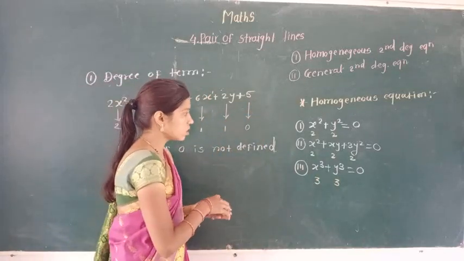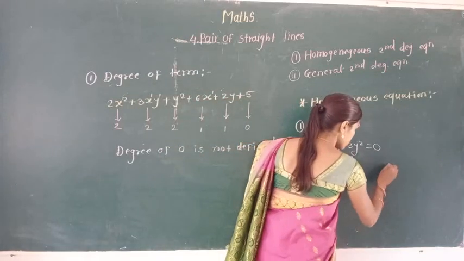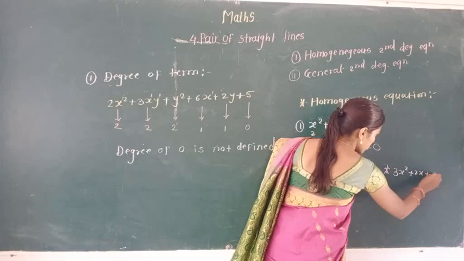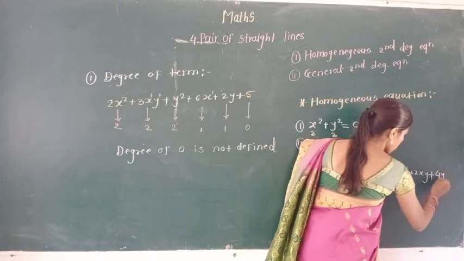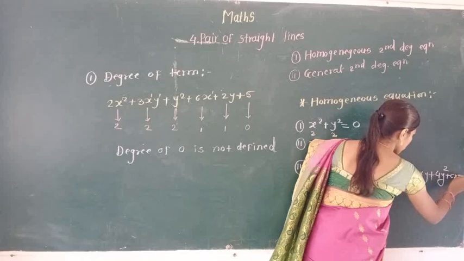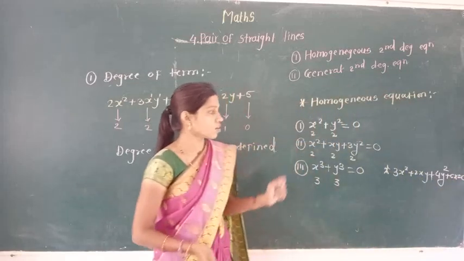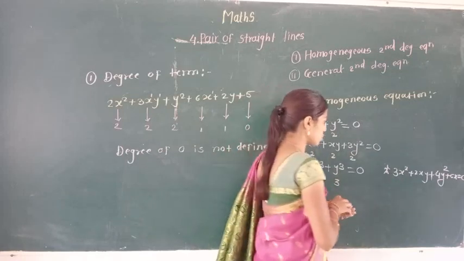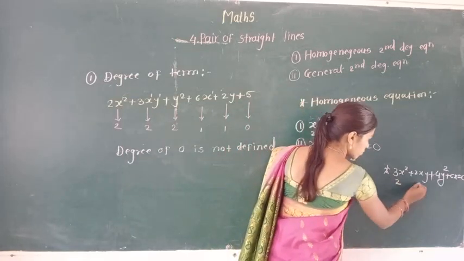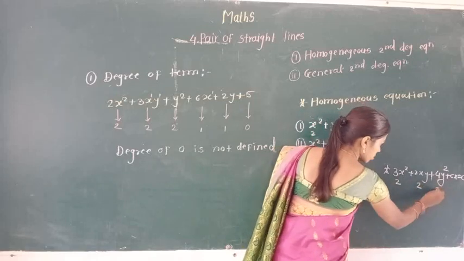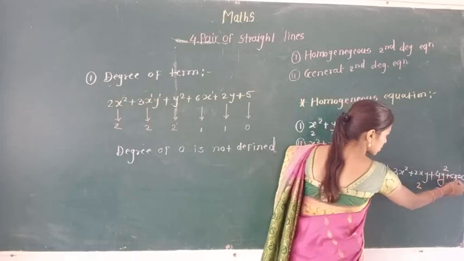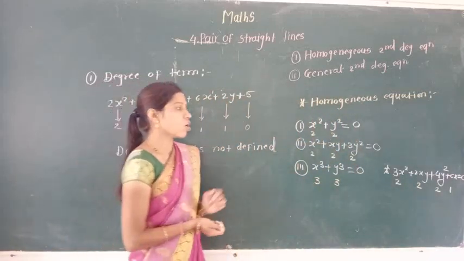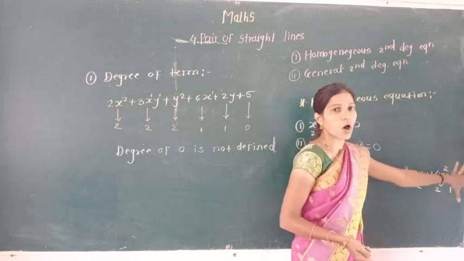Now see, the next example is here 3x square plus 2xy plus 4y square plus 6x is equal to 0. See, in this equation there are 4 terms. Now degree of first term is 2, degree of second term is 2, degree of third term is 2, but degree of 6x is 1. In this example, degree of all terms is not the same.